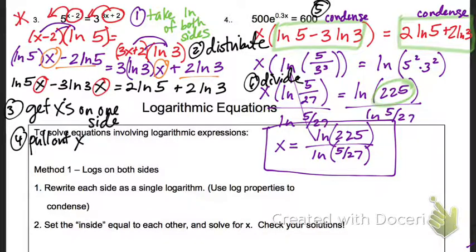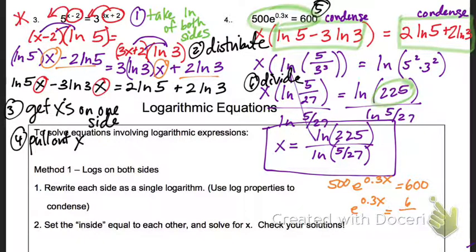Okay, number 4. I know we don't have a lot of room. So I'm going to rewrite it down here. 500 e to the 0.3x equals 600. It's not in exponential form yet. What should we do? Divide by 500.